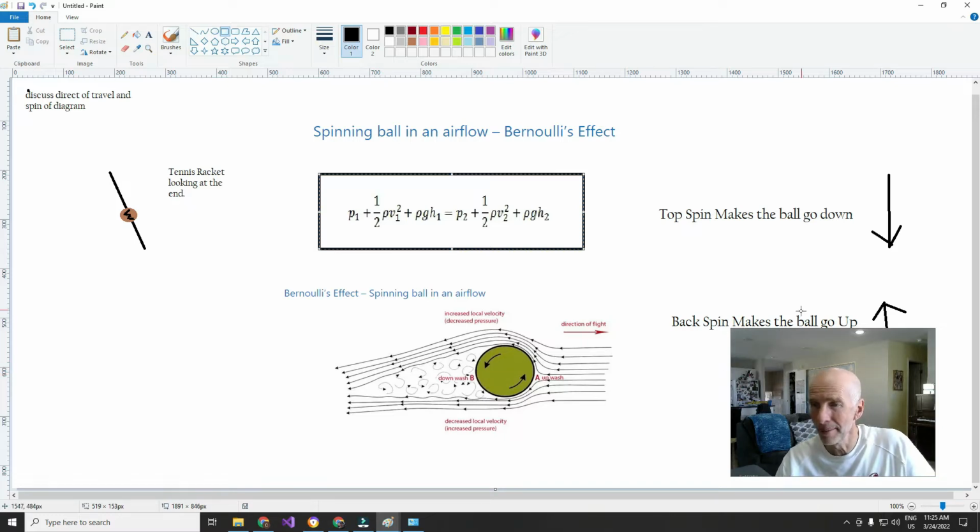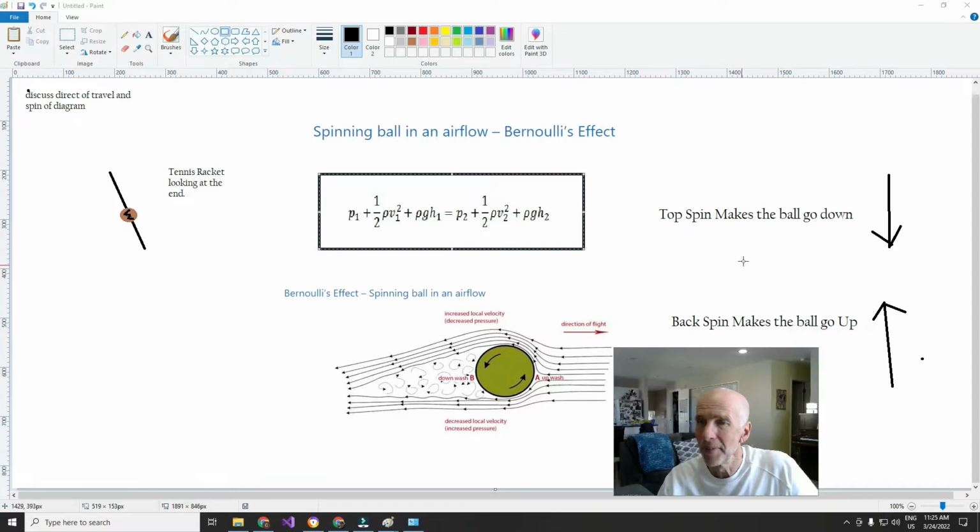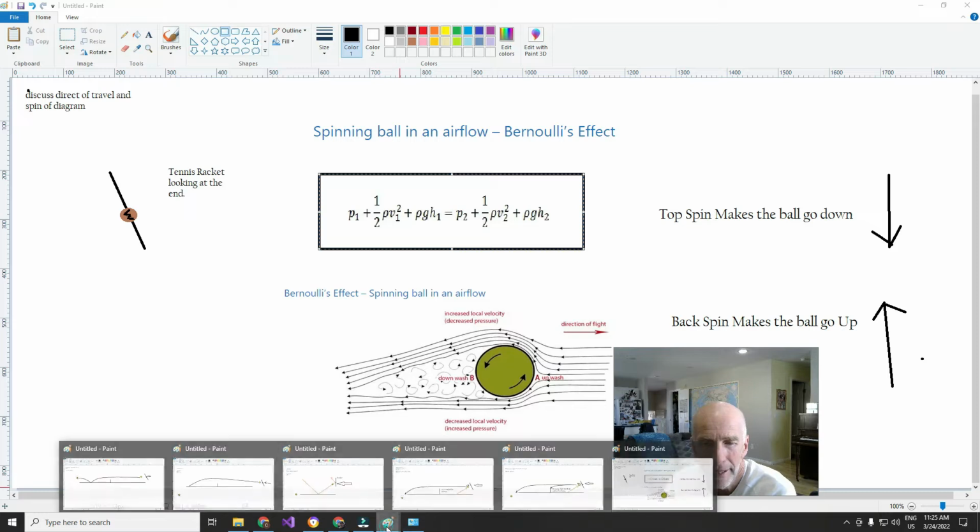So here's my bottom line, okay, for everybody. Top spin, which everybody knows, makes the ball go down. Backspin makes the ball go up. I just thought I'd throw these equations out, because we're going to talk about those later in relationship to where we want the ball to travel. So let's go on to the next slide here.